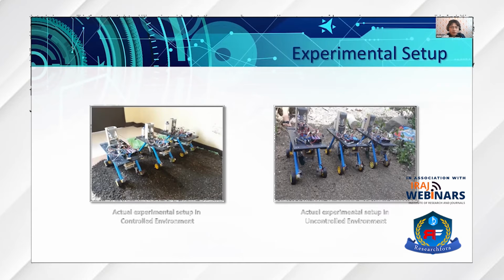for the purpose of obtaining experimental data. And then for the uncontrolled environment, the multiple mobile robots were positioned in an actual garden with an area of 2,400 square centimeters for obtaining experimental data as well.